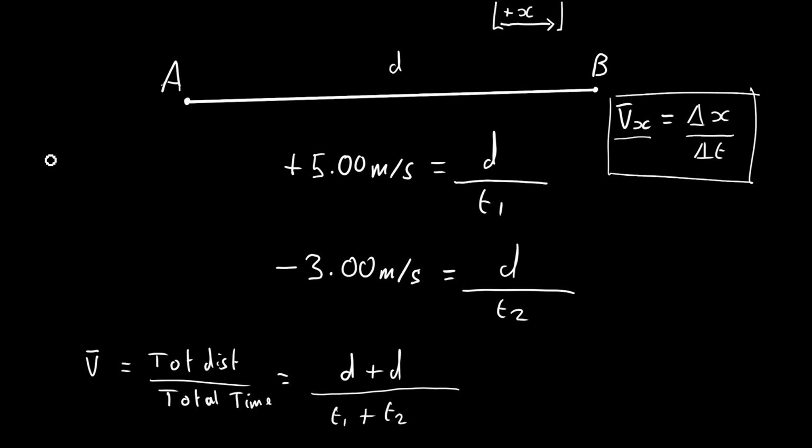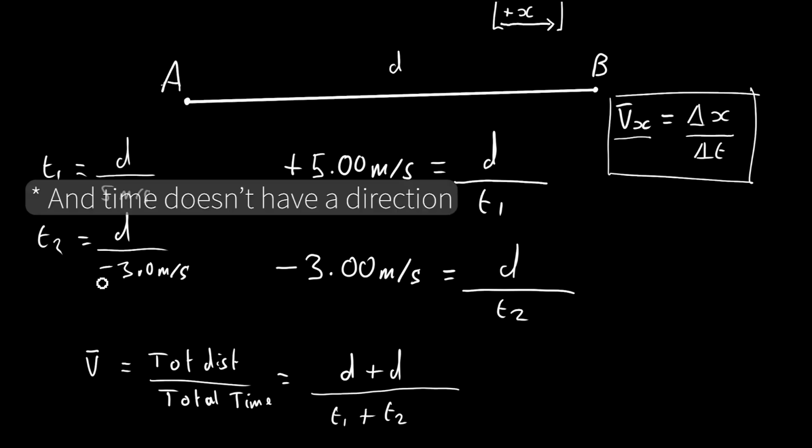And t1 here, if we transpose this equation, we can make t1 the subject. So t1 is equal to d over plus 5 meters per second. t2 is equal to d over minus 3 meters per second. We can ignore the negative sign because we're only interested in the speed, and speed is a scalar.